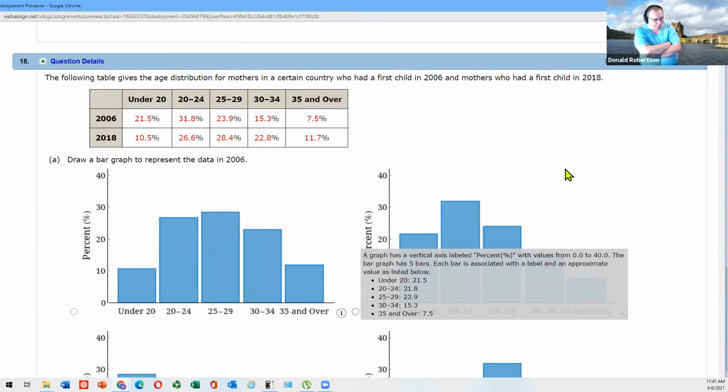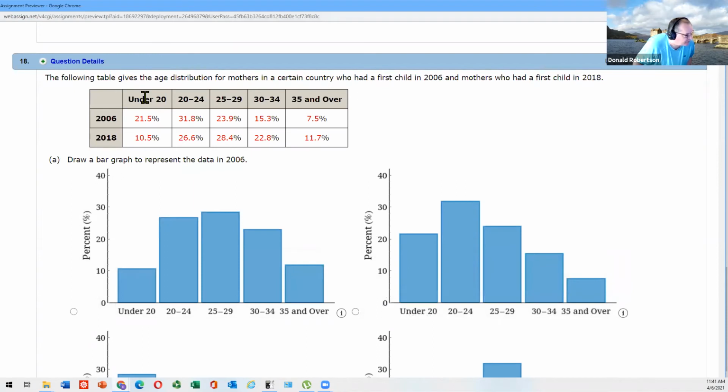The first one was from 2006 and the second one is from 2018. This is actually very realistic data because I've seen stuff similar to this. Now, it is categorical data, and the reason for that is, do you notice that the data is grouped?